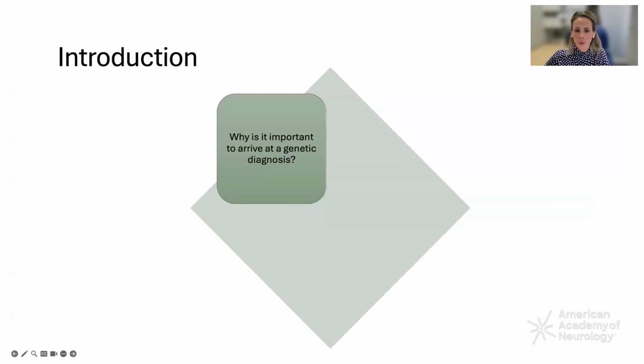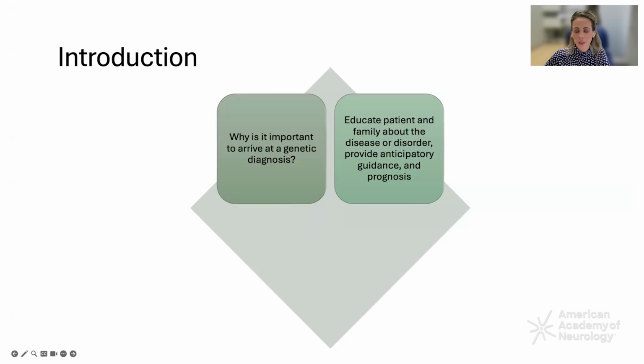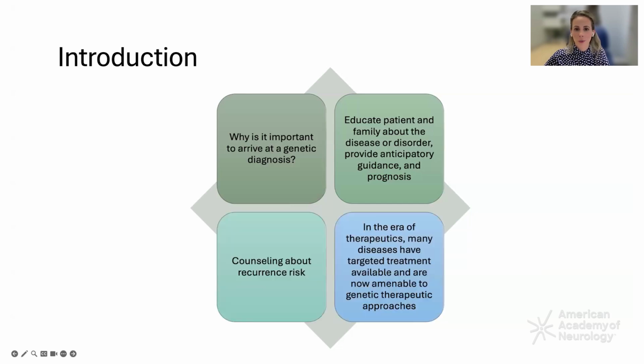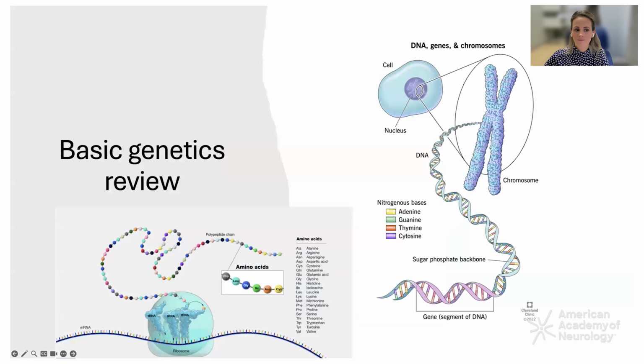So why is it important to arrive at a genetic diagnosis? When we have a diagnosis, we can educate the patient and family about the disease and the disorder and provide anticipatory guidance and prognosis. We can counsel families about the risk of recurrence. And in the era of therapeutics, many diseases have targeted treatments available and are now amenable to genetic therapeutic approaches.